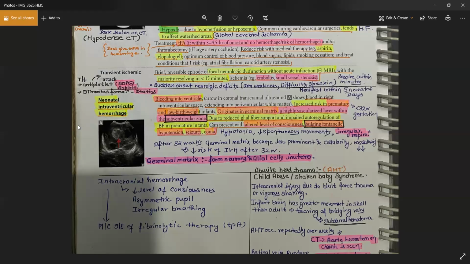Now you can also have bleeding because of child abuse, because of any head trauma. So how can you differentiate neonatal intraventricular hemorrhage from shaken baby syndrome? Anyone? You have bleeding in the brain in both of these conditions. So how can you differentiate between the two? Anyone?